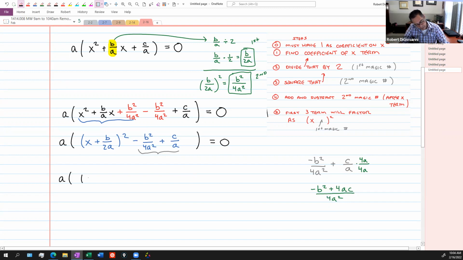So here's where I am now. a times x plus b over 2a, squared. And then I have, notice this fraction, that negative is up on top here. This division bar comes all the way, so that negative is not out front. So the way I'm going to write this is like this: plus negative b squared plus 4ac all over 4a squared equals 0.